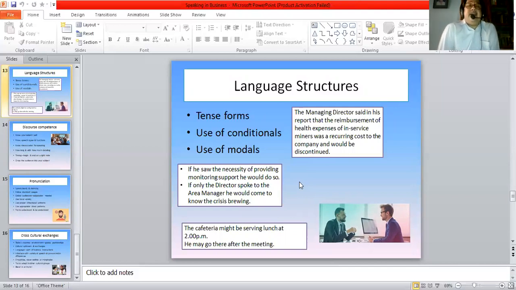Or I can say something when I'm using modals. If he saw the necessity of providing monitoring support, he would do so. If only the director spoke to the area manager, he would come to know the crisis brewing. Or the cafeteria might be serving lunch at 2 p.m. He may go there after the meeting. So I need to use this carefully. I need to be very careful about the use of the tenses also.